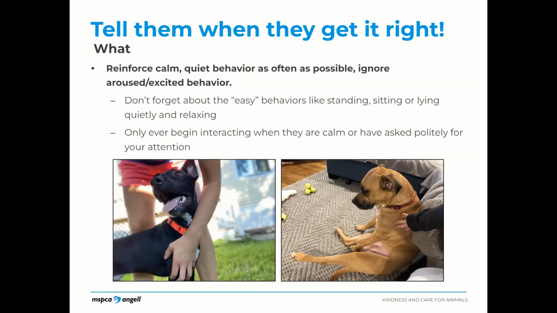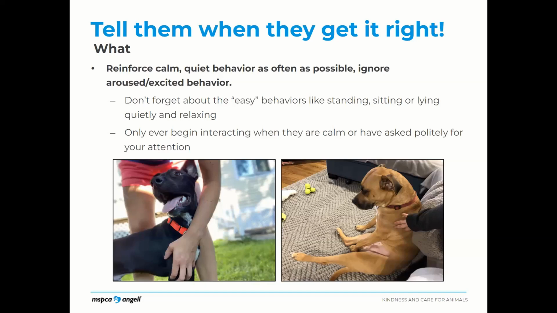So we really want to make sure that every time we do capture a moment where a dog is exhibiting that calm, ideal behavior, that we're taking an opportunity to tell them, yes, that's good. Calmly praise them or offer them petting if that's something that dog likes, or we're taking that opportunity to maybe calmly pass them a little treat, and that we're only ever beginning interactions with our dogs when they're already calm or they've already politely asked for our attention.